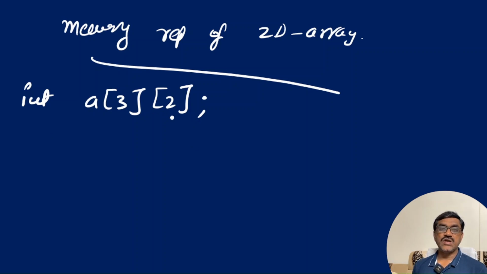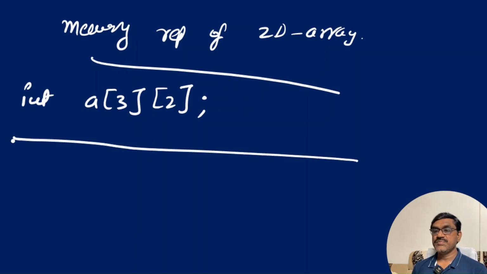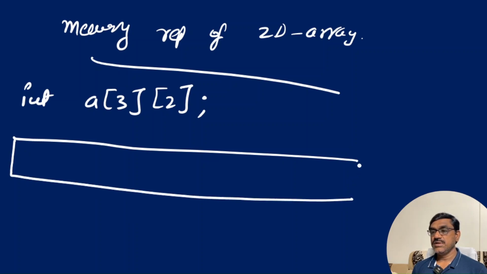How? 3 into 2 is 6, 6 into 4 is 24 bytes. So here I am drawing the memory representation. First, how to write this memory representation? If you observe the first dimension carefully, what is the first dimension? 3. First, you divide this total memory partition into 3.